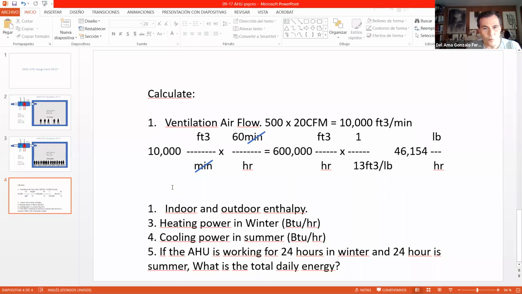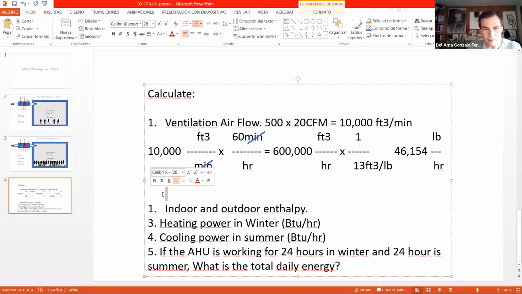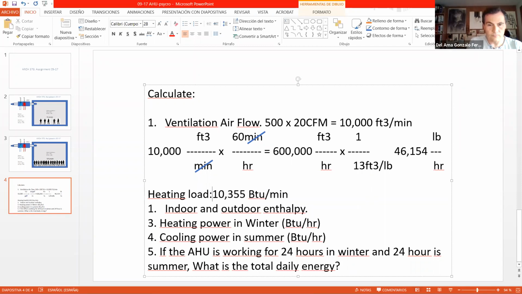Okay, so what is the heating power? Well, it's 10,355 BTU per minute. So be careful. Okay, this is the heating load. And we have BTU per minute.